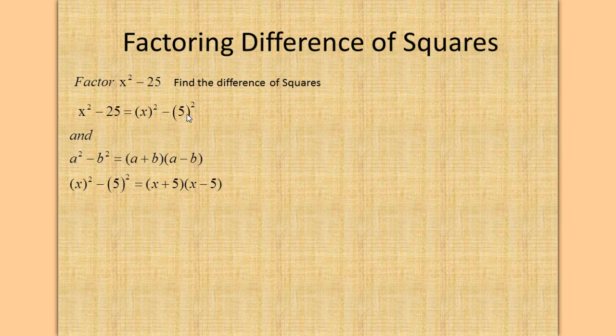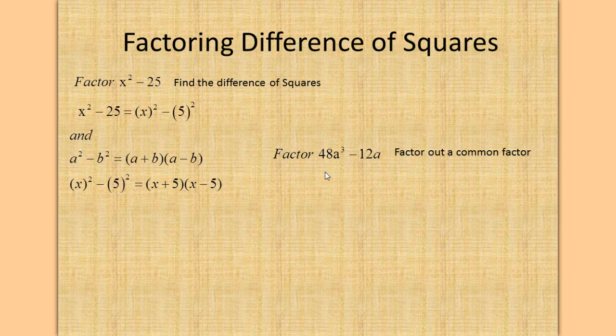So all we have to do is plug in where a and b is, and we got our factor. Okay, so that's x plus 5 times x minus 5. So x squared minus 25, factored, is equal to x plus 5 times x minus 5. And if you multiply this out, that's what you'll get, x squared minus 25.